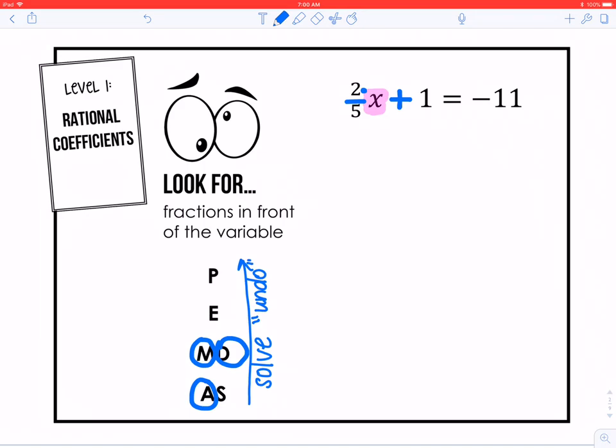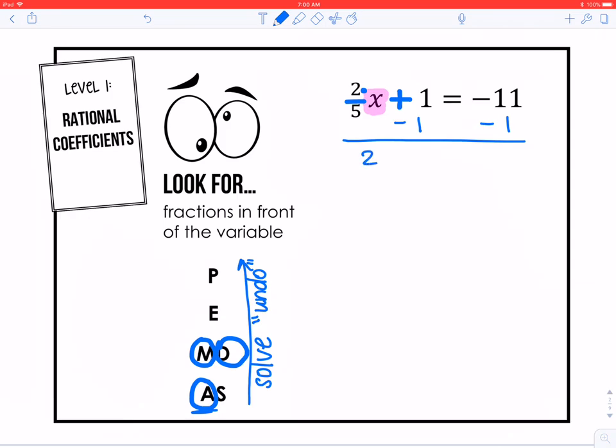So first, we're going to look at that addition that we have identified, and we're going to undo that. The inverse of addition is subtraction. So subtract 1. Anything you do to one side, you must do to the other. And then draw a line and update what you have on each side of your balance scale.